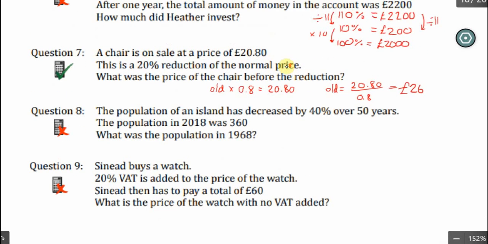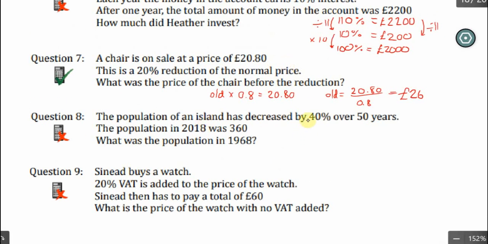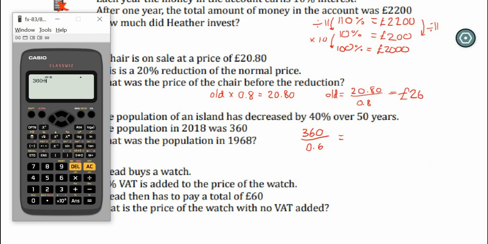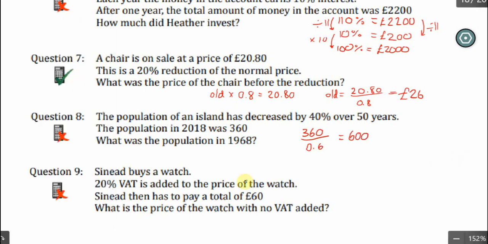And I'm going to use that method for the last two as well. Population of an island decreased by 40%, and it is now 360. So if I do the new amount, 360 divided by the percentage multiplier. Now a decrease of 40% would be a percentage multiplier of 0.6. Gives me 600 people, and that makes sense because the percentage decreased, so it should be a bigger number. 40% is almost half, and it's almost reduced by half.